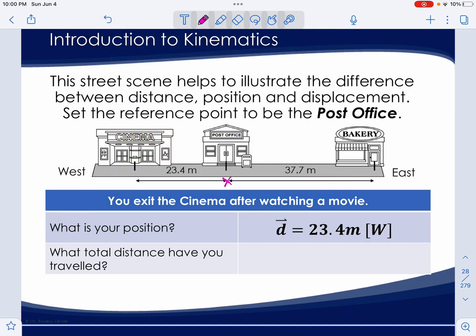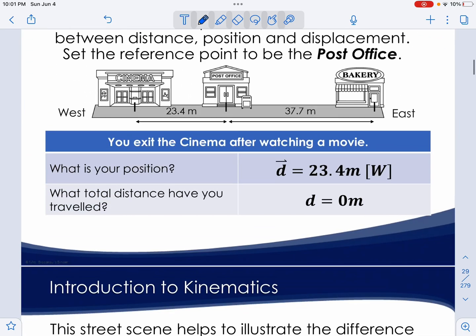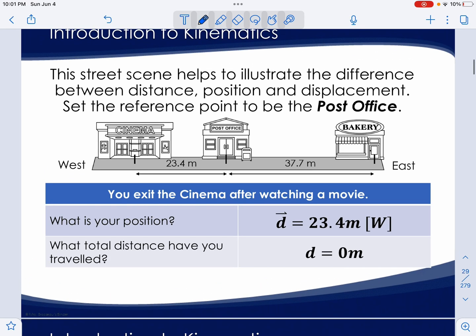Okay, with this being the reference point and this being our starting point, the position is relative to the reference point. We're 23.4 meters. Are we west or east of the post office? We're west. So now you can see that the position is west of the reference point. And what total distance have you traveled? You've traveled 0 meters because you just came out of the cinema, right? You haven't gone anywhere.